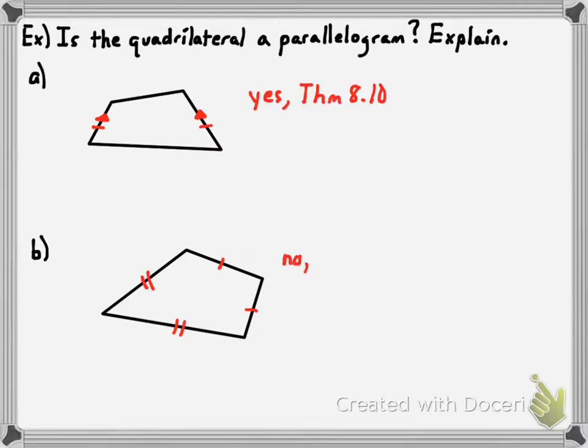So our answer then is no, and our explanation is what I said a moment ago. The opposite sides are not congruent. This distance and this distance are not equal. It doesn't matter that the consecutive sides are congruent to one another. That actually makes this quadrilateral a kite, which you'll learn about later, not a parallelogram.